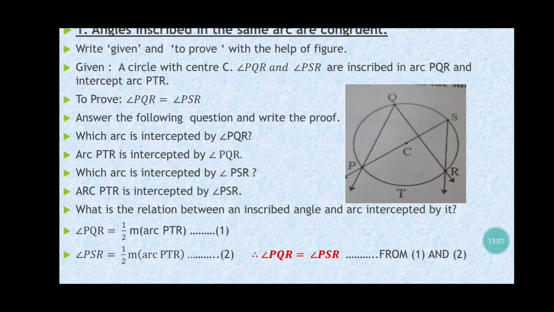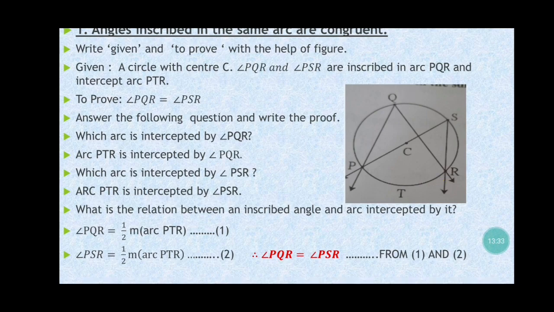Okay. Now this is an activity, right? Here you have to write what is given, what we have to prove, and 2-3 questions you have to answer, that we have answered, right? Now we are going to write the proof of it. What is the relation between an inscribed angle and the intercepted arc? That we have to write. So angle PQR will be what? It will be half of measure arc PTR, and angle PSR will be equal to half of measure arc PTR.